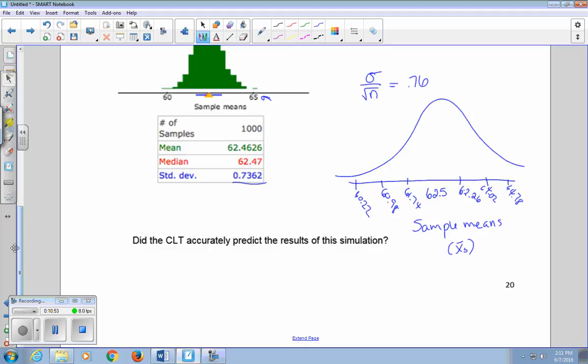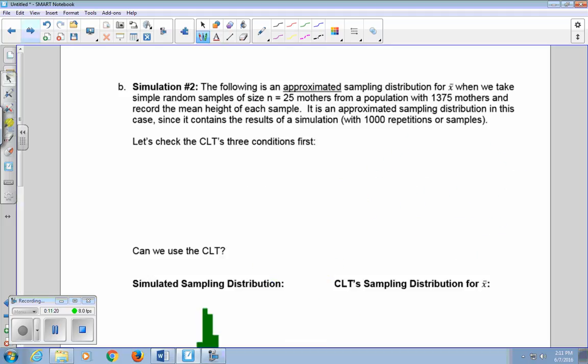Okay, so did the CLT accurately predict the results of the simulation? Yes, it did. Its shape was agreeable, center, yes, and spread. So the conditions were met, and then when we applied it, we saw that it did predict the simulation.